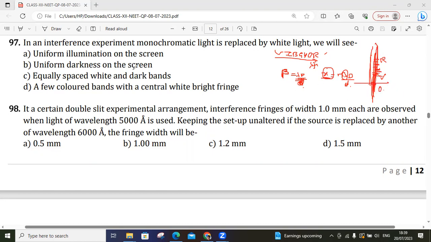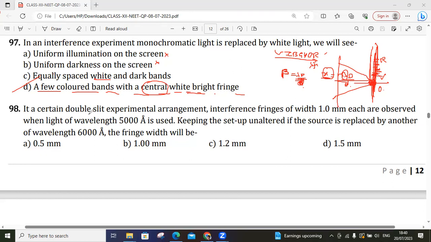So will we get uniform illumination on the screen? No. Uniform darkness? No. Equally spaced white and dark bands? You will not have white bands because all colors are falling at different places. If all fell at one place, VIBGYOR would mix and become white. So you'll get a few colored bands with a central white bright fringe, because at the center all colors come and join, so they mix and become white. So option D, 97.